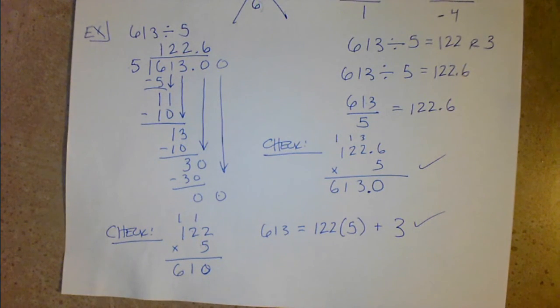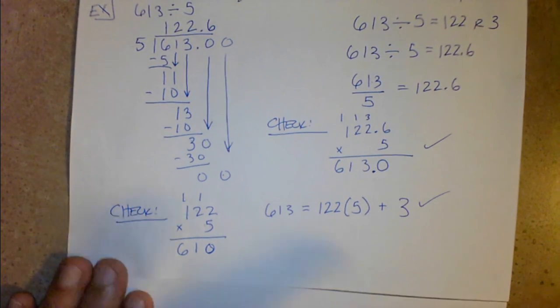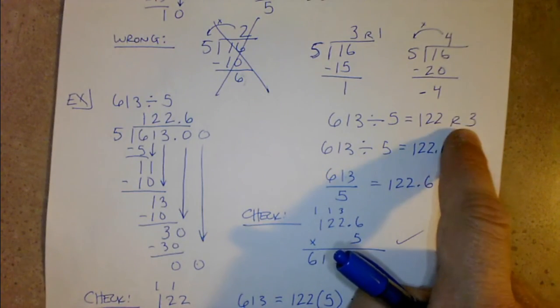Now there's one final thing that I want to say before we move on, and that is, what if you wanted to represent your answer as a fraction? That's actually pretty easy, so I left that for the end. The way that we do that is we take our remainder, so where was it? That was 122 remainder 3.